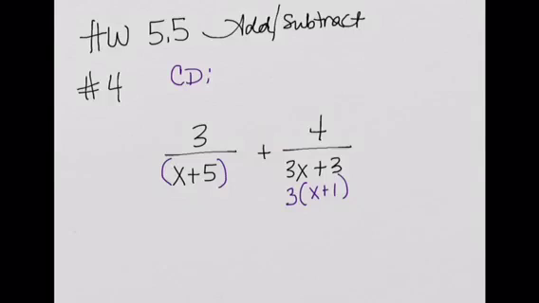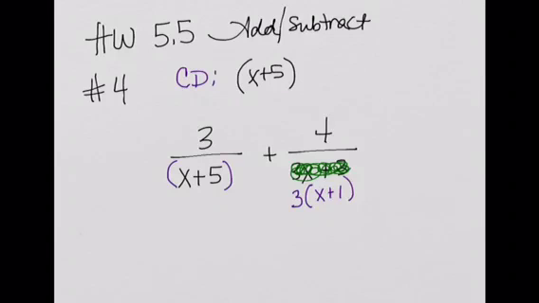What I'm going to do is replace my original denominator in the second fraction, this 3x plus 3. I'm going to mark that out and in its spot I'm going to just leave a 3 and an x plus 1. So my common denominator that everybody has to have: the first fraction has an x plus 5, so everyone has to have it.